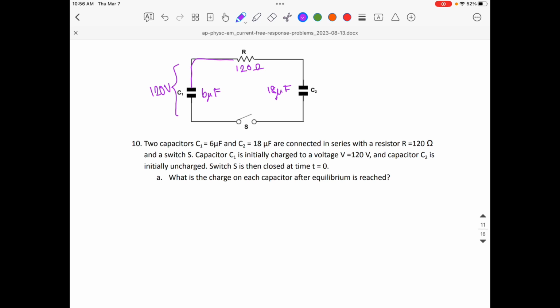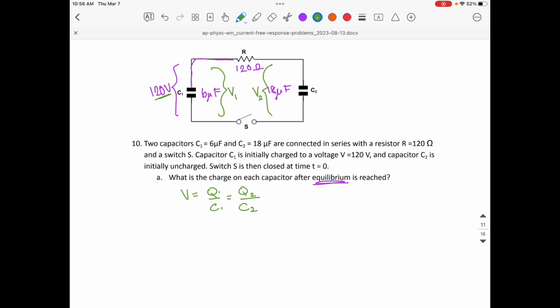Now, the next thing we want to think about is what it means to be in equilibrium. When it's in equilibrium, that basically means that the voltage drop through each capacitor is going to be equal. So V1 is going to equal V2. We can't make the assumption that the original voltage is simply going to split, so we actually have to use the equation for voltage, which is charge over capacitance. Since they are equal, the charge on capacitor 1 over the capacitance of capacitor 1 is going to equal the ratio of the charge on capacitor 2 over the capacitance of capacitor 2.